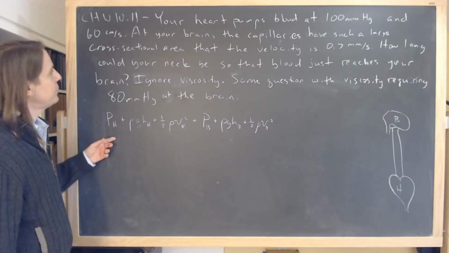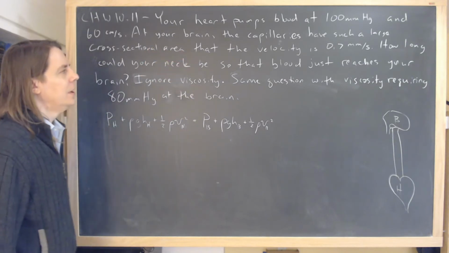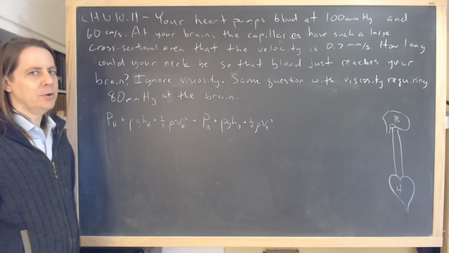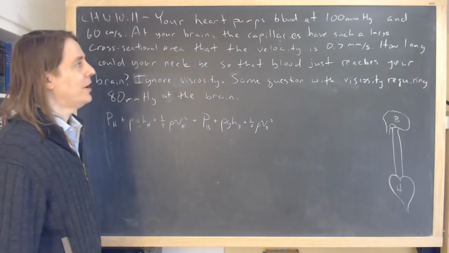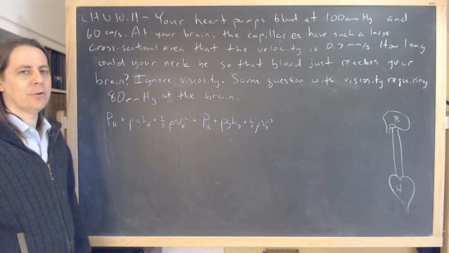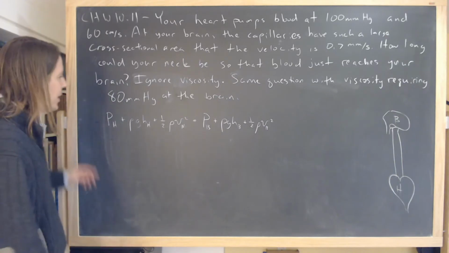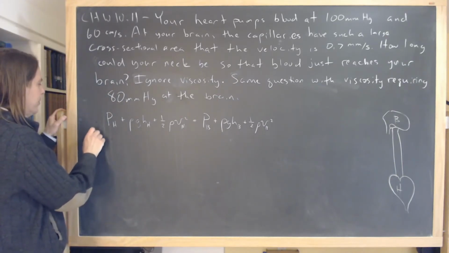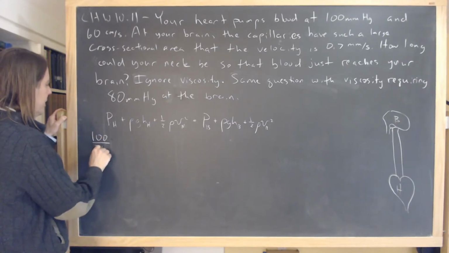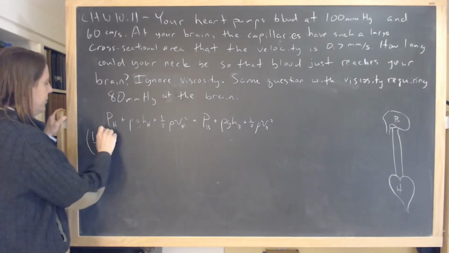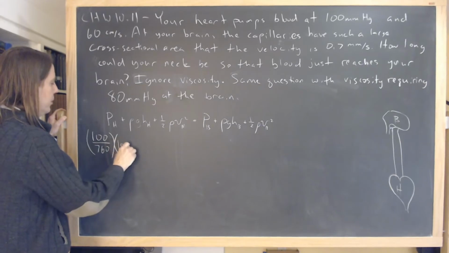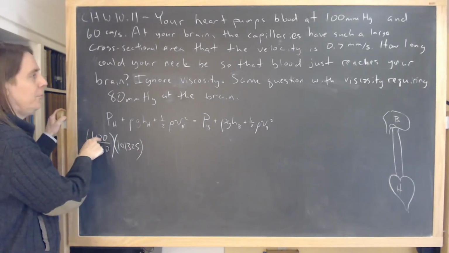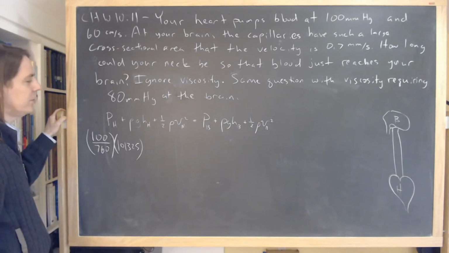Okay, so the pressure at the heart, you were told, is 100 millimeters of mercury. But we like to do things in MKS units. So the quick way to convert that is just to write it as a ratio of atmospheric pressure. That's how I usually convert these. I don't memorize the conversion factor. I just say the pressure in the heart is 100 over 760, that's an atmosphere, times 101,325. So that's the pressure in the heart converted from millimeters of mercury to pascals.